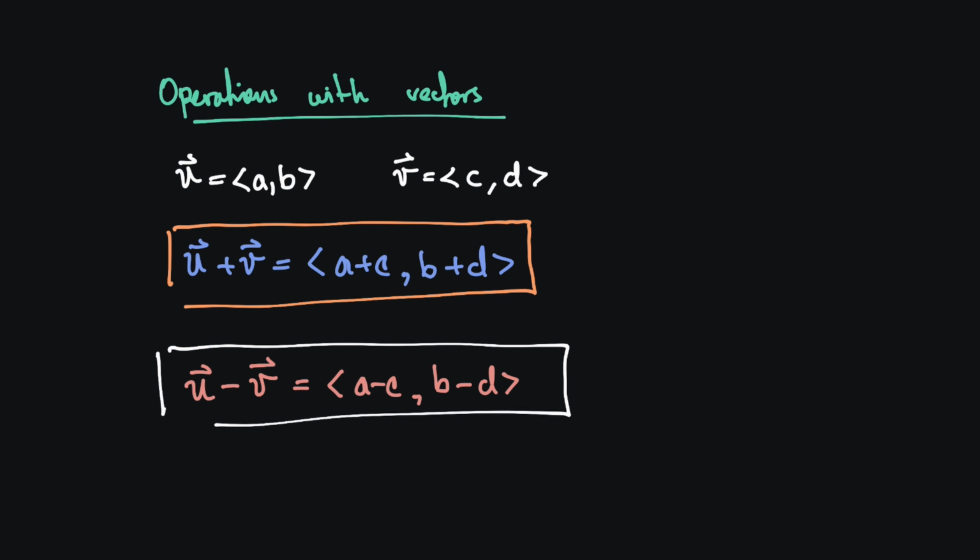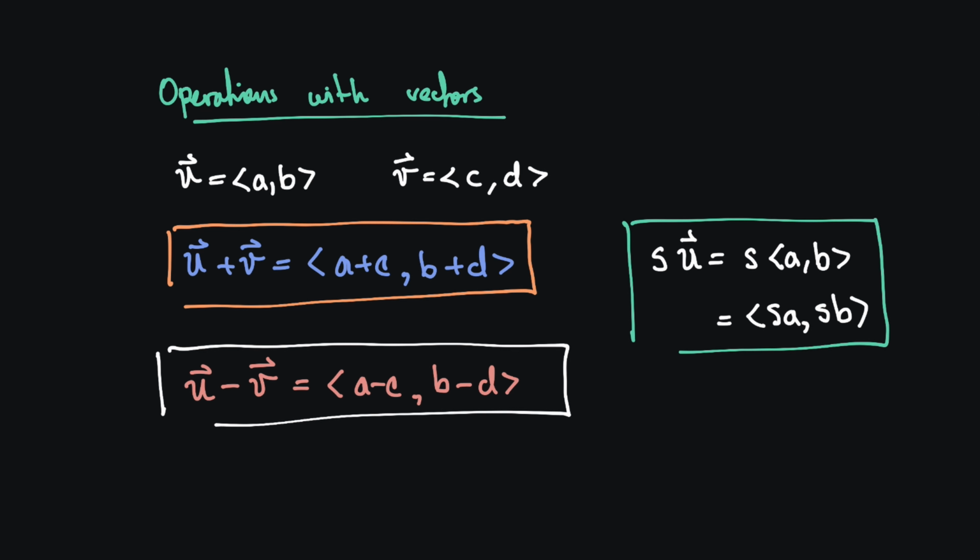Actually, we can define the multiplication of a vector by a scalar, and then we can do the examples. If we want to multiply a scalar, let's call it S, by the vector U, the only thing that we need to do is multiply that scalar by each of the components. So S multiplied by (A, B) will be (S times A, S times B). Okay, so that's the whole thing. That's how you add, subtract, or multiply by a scalar. So let's do a couple of examples.